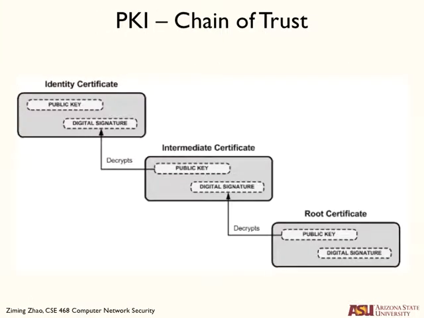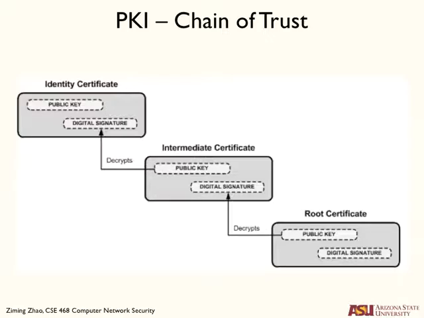Like I said, this can form a chain of trust. For example, this is your public key. You want to share it with someone else. Then you have to get it signed by some trusted third party. The trusted third party will attach the digital signature to your public key and form your identity certificate. So how does that CA sign this? It will use its own private key to sign it.